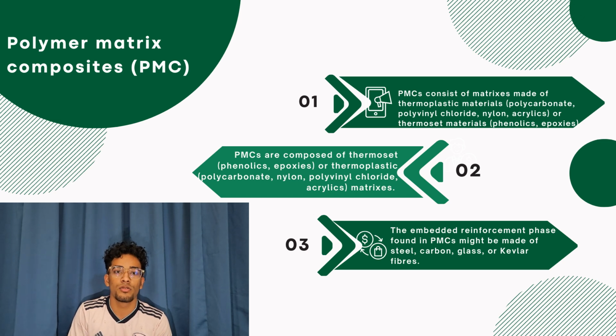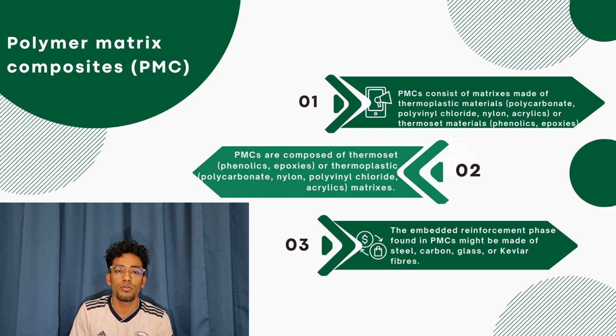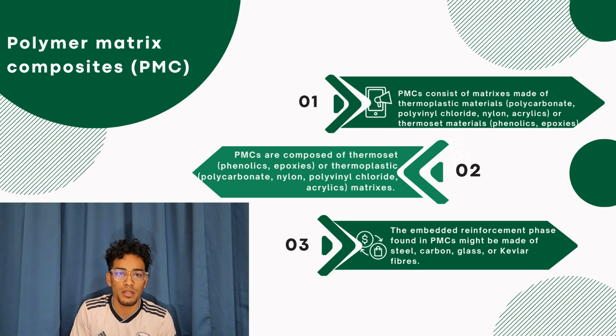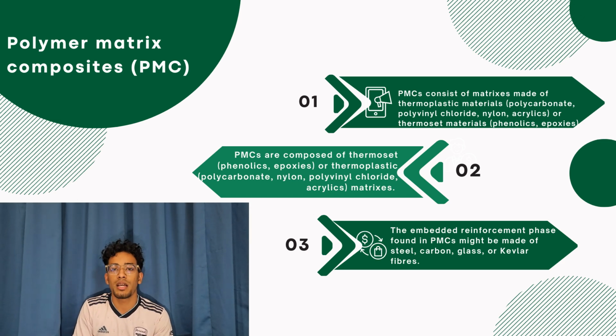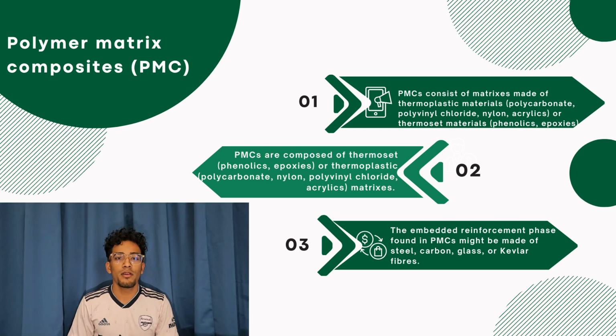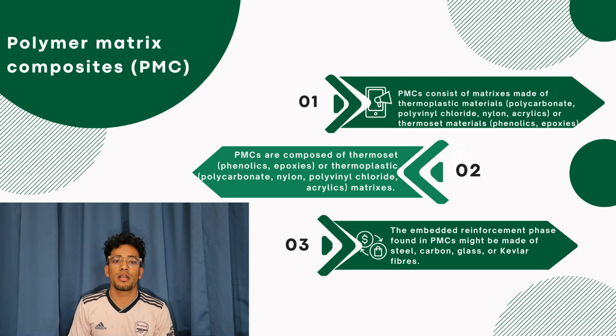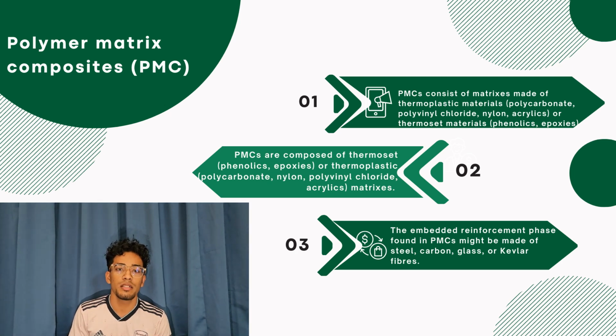Polymers are used due to their room temperature properties that ease the fabrication process and reduce the cost. Examples of embedded reinforcement phases used in PMCs are glass, carbon, steel, and Kevlar fibers.